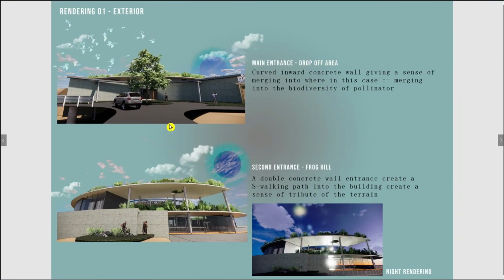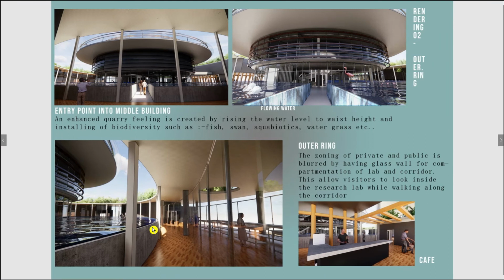So lastly, this would be some renderings of the building. So for the main exterior, the main entrance of the drop-off area, the first entrance wall is curved inwards to give a sense of entering a space where, in this case, letting visitors to merge into the biodiversity. The second entrance from the Frog Hill is a double curved wall, forcing visitors to walk in an S shape as a tribute to the inaccessible terrain from Frog Hill. So these are some renderings of the outer ring of building.